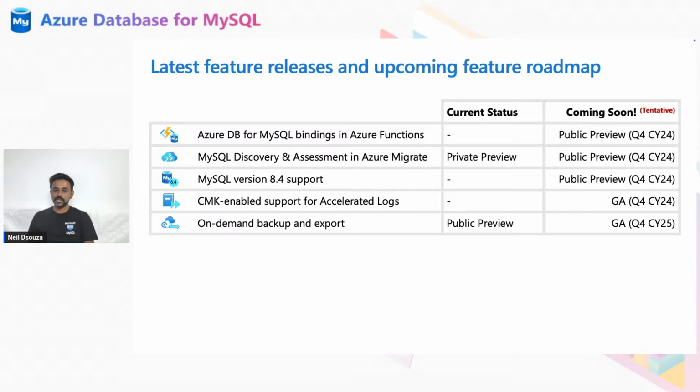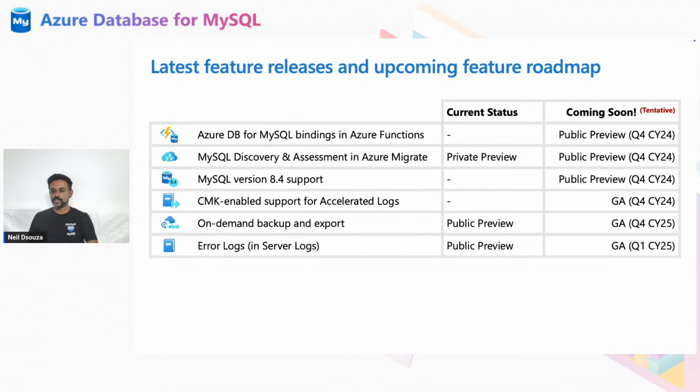Next feature is on-demand backup and export, currently in public preview. It provides you the ability to export, at any moment, a physical backup, basically a snapshot backup of the server, to an Azure storage account, Azure Blob Storage, using Azure CLI. Once exported, these backups can be used for data recovery, for migrations, for data redundancy and availability, or even for auditing purposes. So this will be generally available in Q4 calendar year 24.